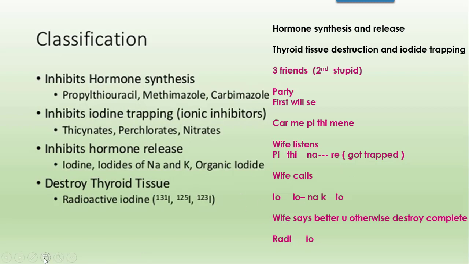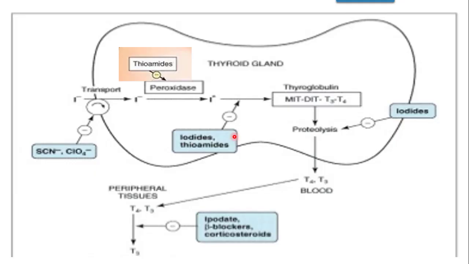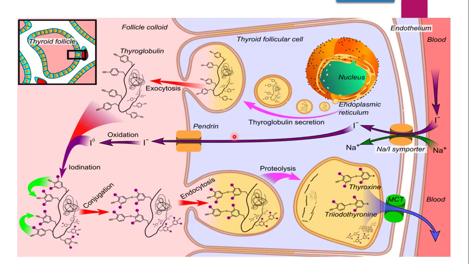So to talk about the mechanism of each class, we will go towards the process first, which we have seen about the synthesis. Now see, this is the diagram which we have seen in the synthesis of thyroid hormone. This will tell you the specific sites which antithyroid drugs will target.